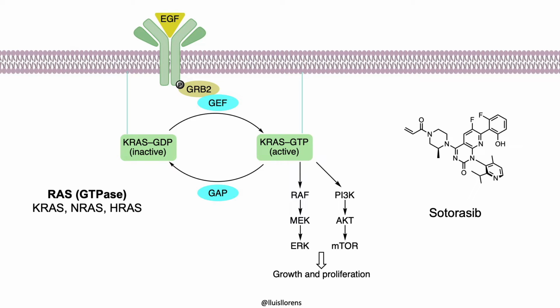Basically, in normal cells, KRAS is activated by binding to GTP. This promotes the activation of multiple downstream signals that regulate cell survival, growth, and proliferation. When GTP is hydrolyzed to GDP, KRAS is inactivated.